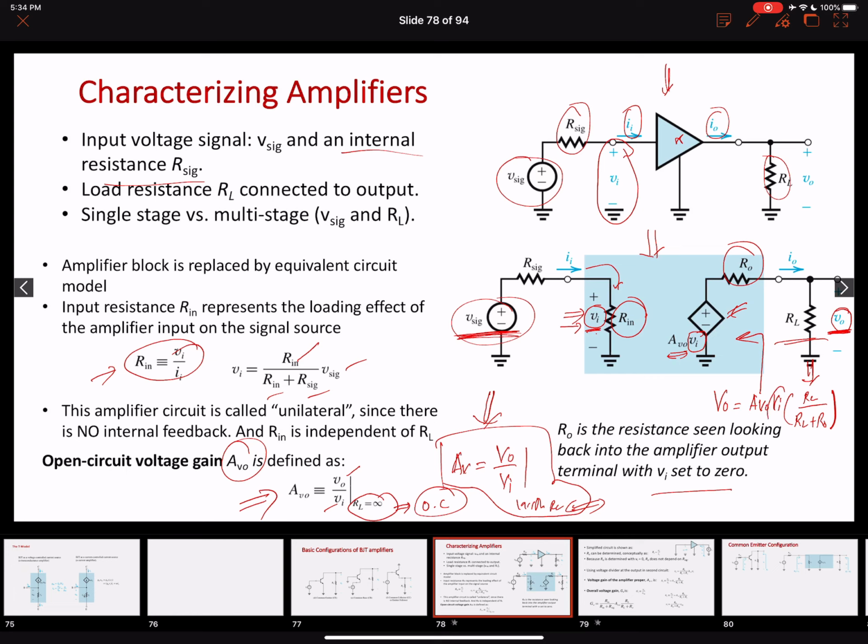If you take this Vi over here, our V naught over Vi will be equal to Av naught RL over RL plus R naught. So this is the voltage gain of an amplifier, which is the ratio of the output of an amplifier to the input of an amplifier. Please note that there is a difference between this Vi, which is the voltage appearing at the input terminal of an amplifier, and V sig, which is the input signal that we are applying at the amplifier input.